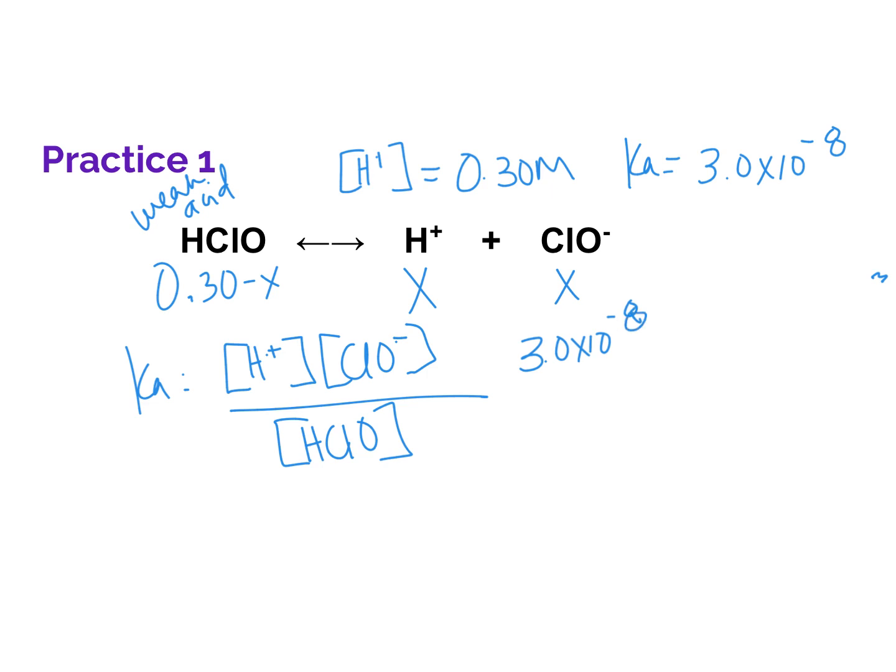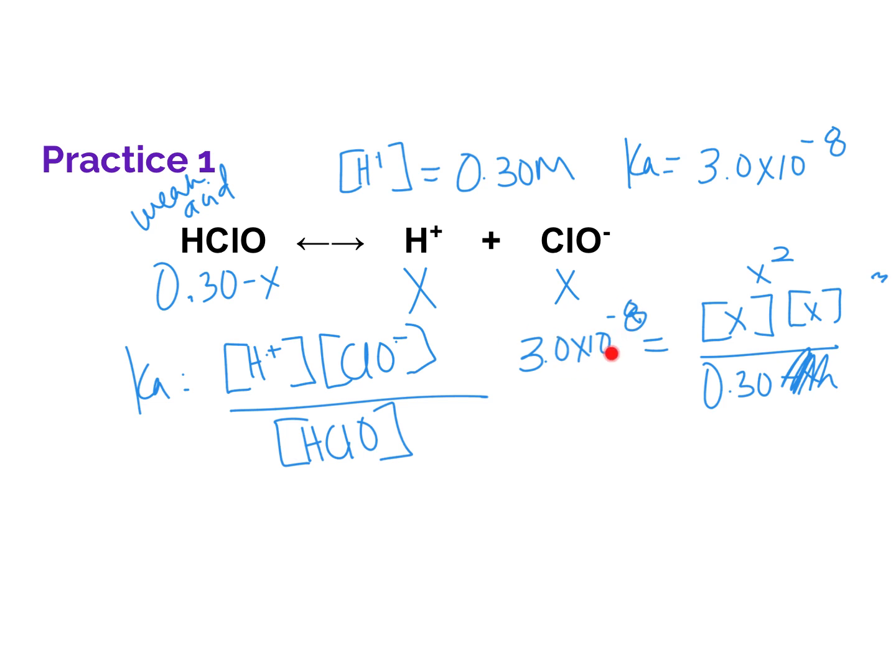I'm sorry, my stylus is having trouble here. And then we know that this is x and x. When we multiply those together, we get x squared. And then down below, it's the 0.30 minus x. But remember that x is so small, we can ignore it.